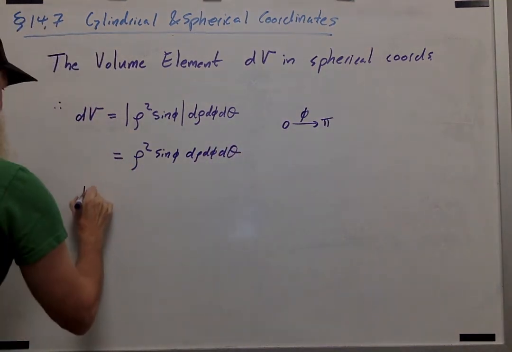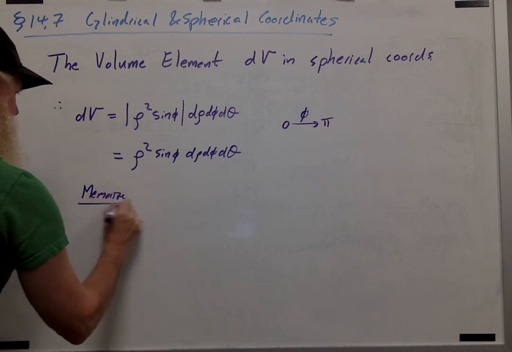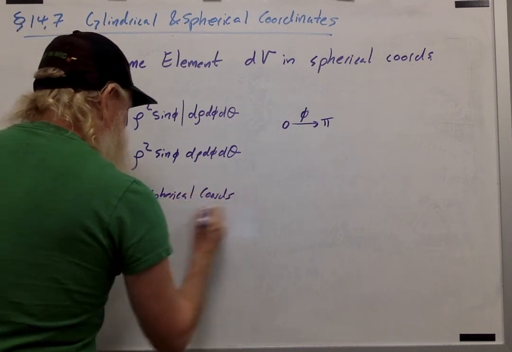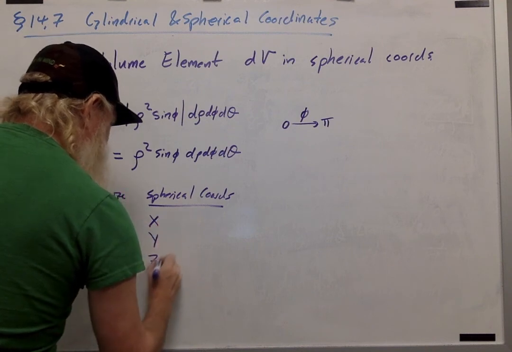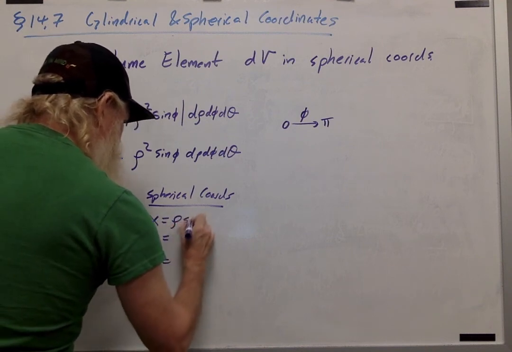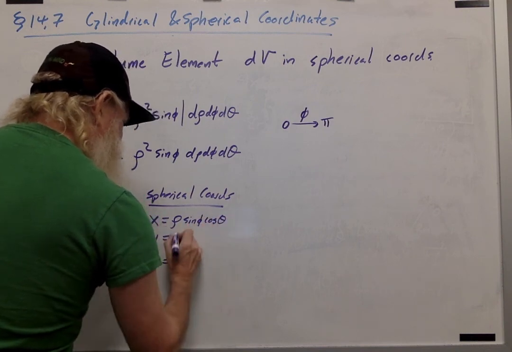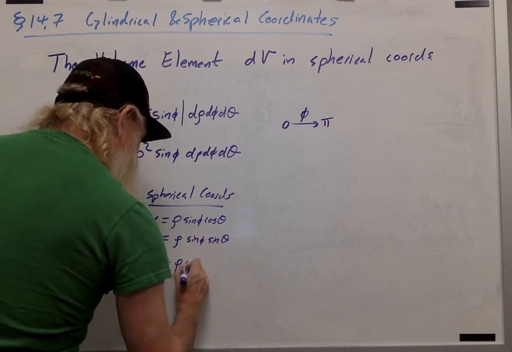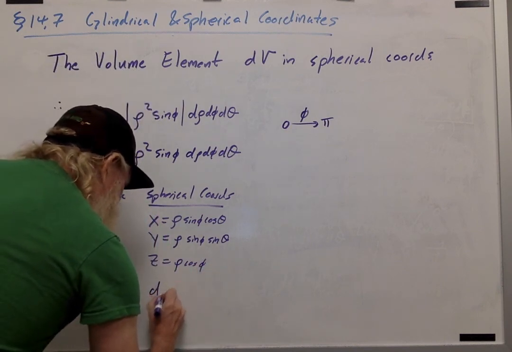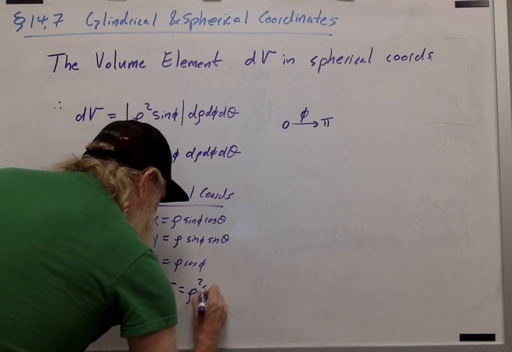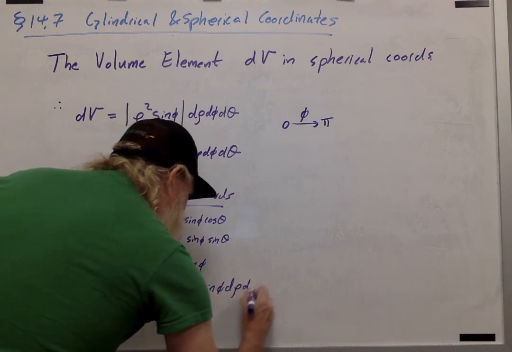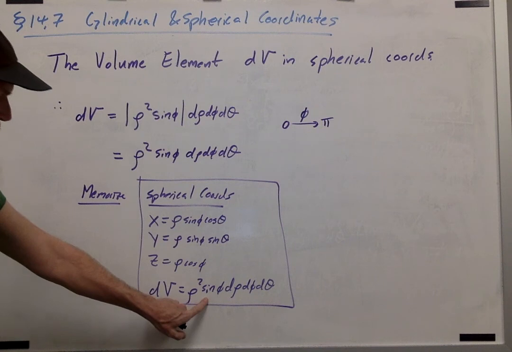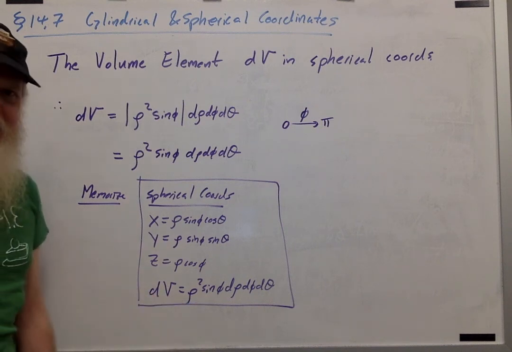And then this is worth memorizing. So let me put it all together. You need to memorize for spherical coordinates, first of all, what x, y, and z are. X is rho sine phi cosine theta, y is rho sine phi sine theta, and z is rho cosine phi. And you also need to memorize that the volume element is rho squared sine phi, d rho, d phi, d theta. And if you have the volume element memorized, then you don't need to go through that Jacobian calculation maybe ever again.